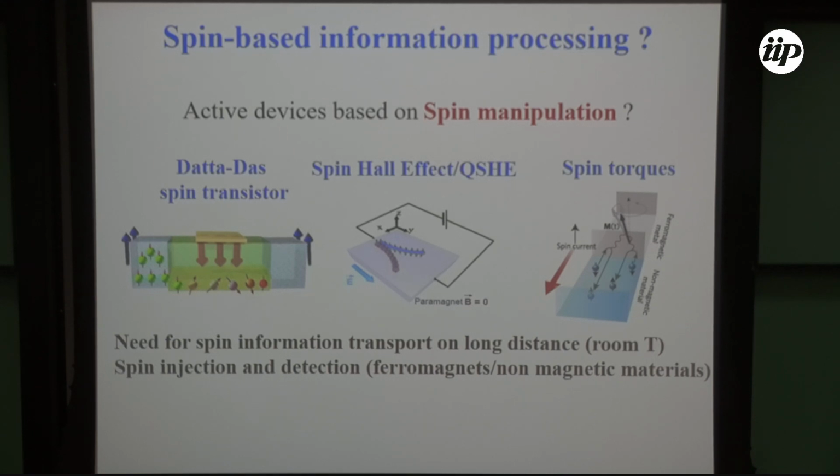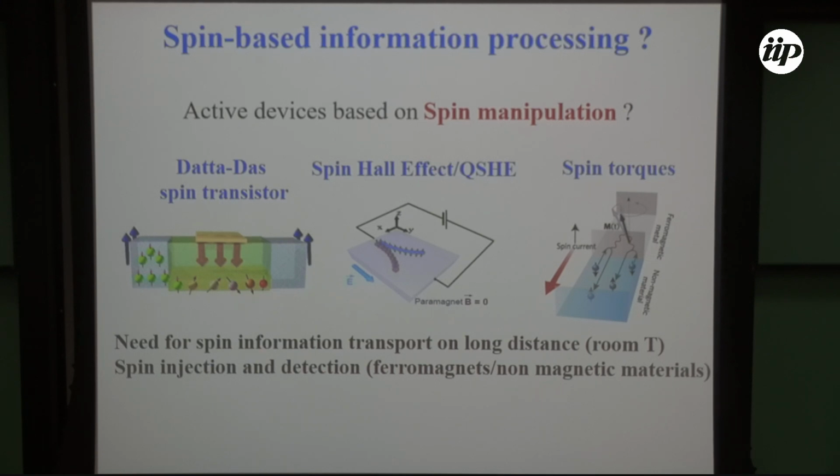So people, you have heard about the data-Das spin transistor, but new phenomena have been predicted and confirmed, like the spin-Hall effect or quantum spin-Hall effect. And those phenomena are actually very efficient in order to move towards this manipulation of spin information.